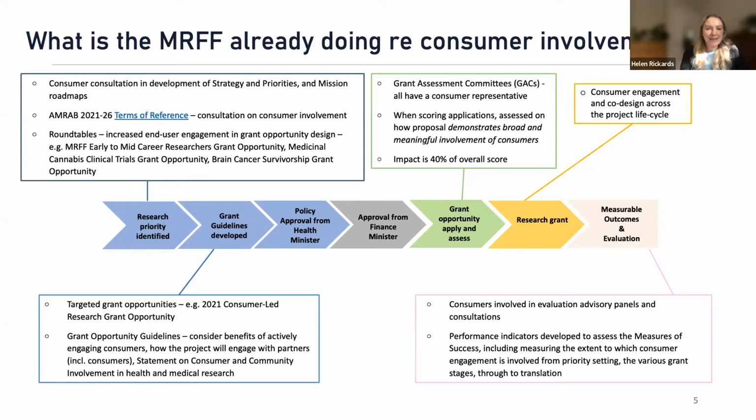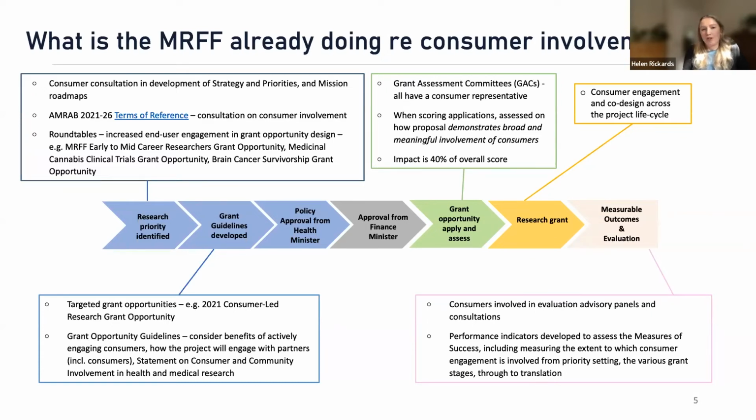So this slide, sorry, another busy one, but it's just to illustrate the various points in MRFF implementation where we're trying to engage with consumers and involve consumers. So overall, as I mentioned earlier on, we've got the guiding strategy and principles that AMRAB develops, and they do that following public consultation. We also have, for some of our grant opportunities, we do very closely work with consumers to figure out specific research questions. For example, there was from the Australian Breast Cancer Mission, a survivorship grant opportunity, and the research questions in that grant opportunity were developed through consultation with survivors of brain cancer.